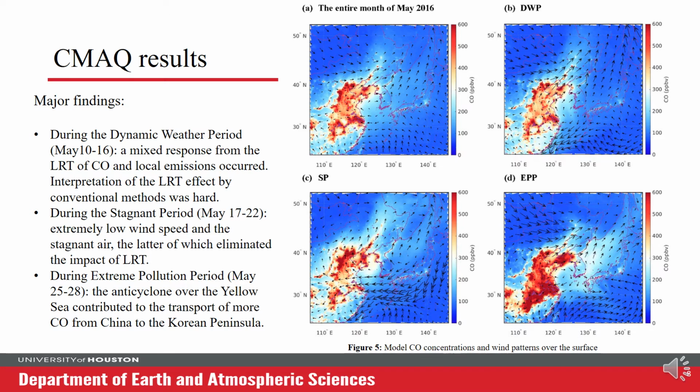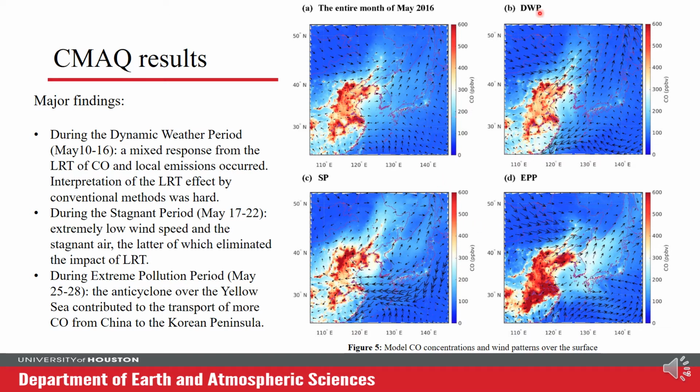There have been some studies before this that separated this time frame into three periods. The dynamic weather period, May 10 to 16, which was a rapid cycle of clear and rainy days in the Korean Peninsula; a stagnant period, under the influence of a high pressure system, May 17 to 22; and an extreme pollution period, May 25 to 28, with high peaks of pollutants. In this plot, you can see the average CO concentrations over this area, and also the wind patterns for each period of time.